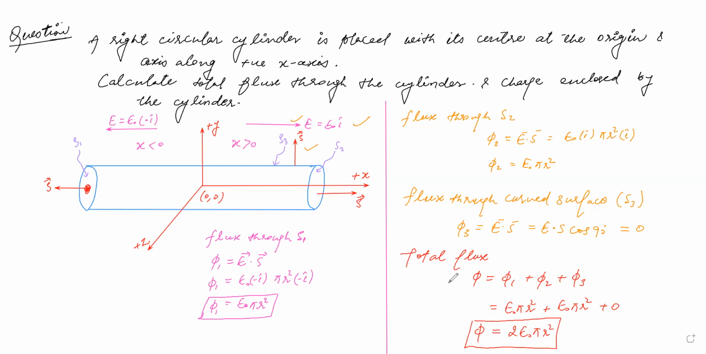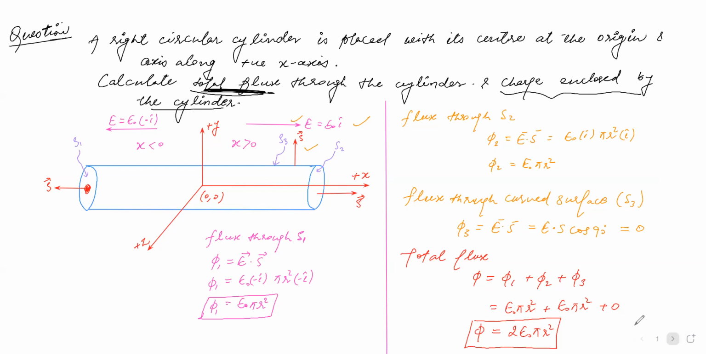Now we have calculated the total flux till now. But another part, the total charge enclosed by the cylinder, is remaining now. Now we are going to calculate the total charge enclosed by the cylinder.